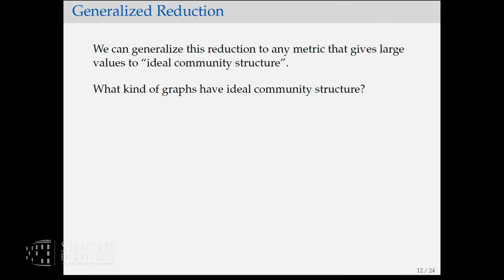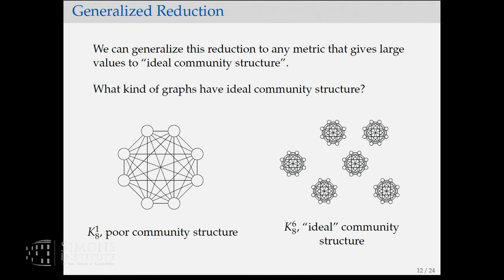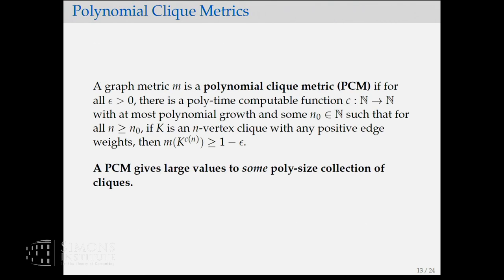If you think about what graphs have ideal community structure, one extreme is to look at cliques, and collections of cliques, unconnected collections of cliques. If I look at a single clique that is itself the entire variable incidence graph, of course this has poor community structure because it's globally well connected. But if I take a clique and make polynomially many copies of that clique, and don't connect them up, then this has ideal community structure. So we defined a family of metrics that we call polynomial clique metrics. We don't need to read through the details, but a polynomial clique metric is one that, for any epsilon, gives you a modularity value bigger than 1 minus epsilon for a polynomial collection of cliques.